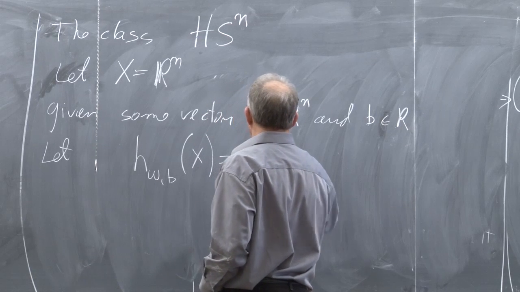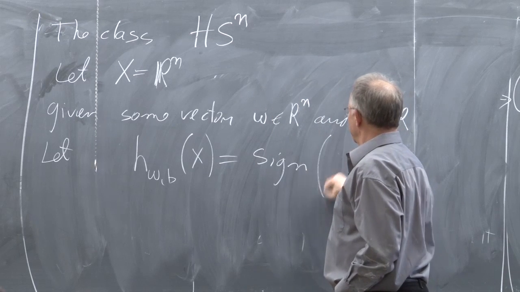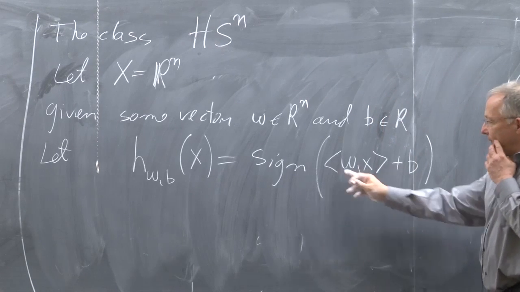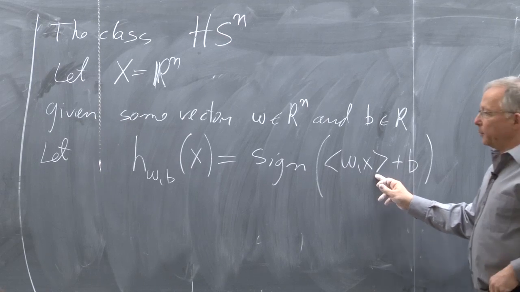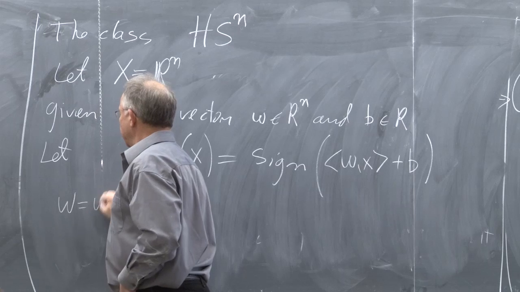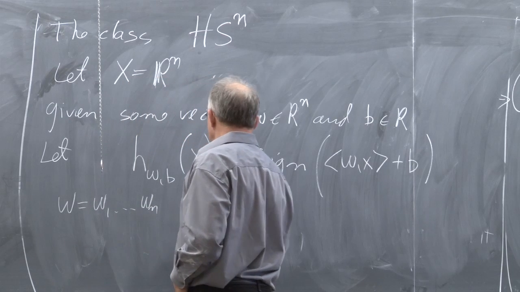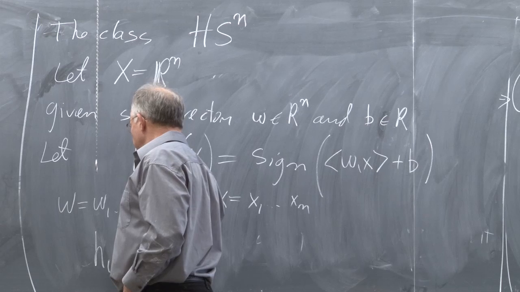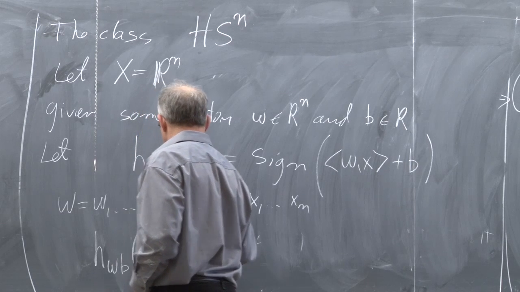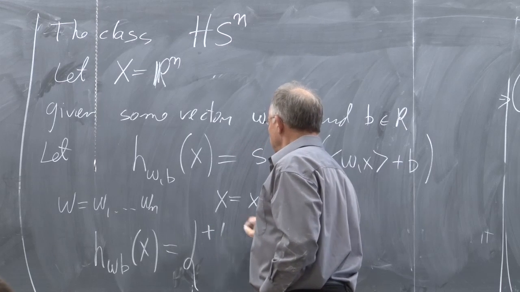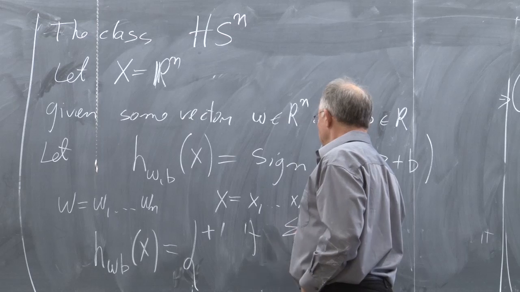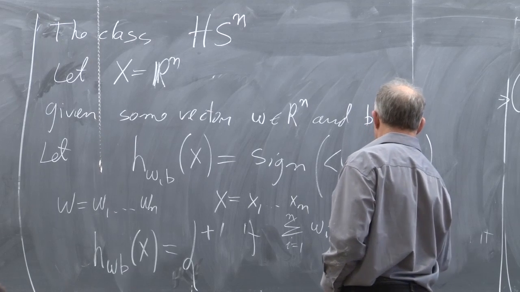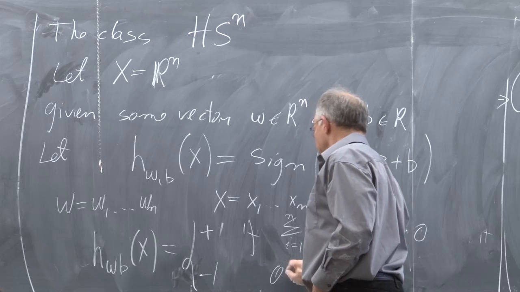So h_{w,b}(x), where x is also a vector in Rn, is going to be the sign of <w, x> plus b. Or if you don't like this notation of inner product, in other words, if w is a vector w1 up to wn, and x is also a vector x1 up to xn, then h_{w,b}(x) is going to be plus 1 if the sum over i from 1 to n of wi xi plus b is greater or equal to 0, and minus 1 otherwise.